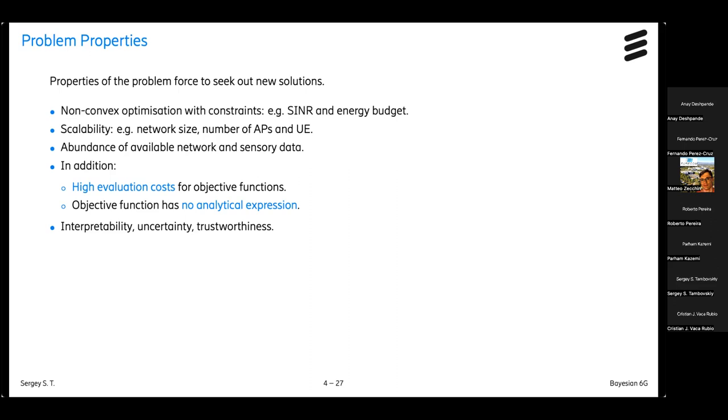At the same time, the emergence of data and popularity of data-driven methods leads to an abundance of available network and sensory data, as we already know and heard from our previous speakers over the last couple of days. But in addition, more often than not, we encounter high evaluation costs for objective functions in process optimization. And in very particular cases, objective functions are not tractable, so we cannot get access to derivatives, or in some cases, they're just black boxes with no analytical expression. And lastly, I want to point out the necessity of interoperability and trustworthiness, a very recent topic that is related to security and ensuring that our solutions within the network, be it MAC layer or physical layer, operate correctly and securely.